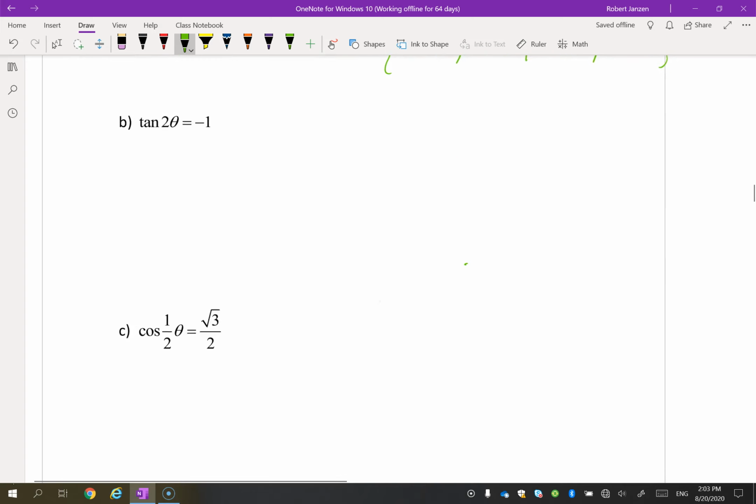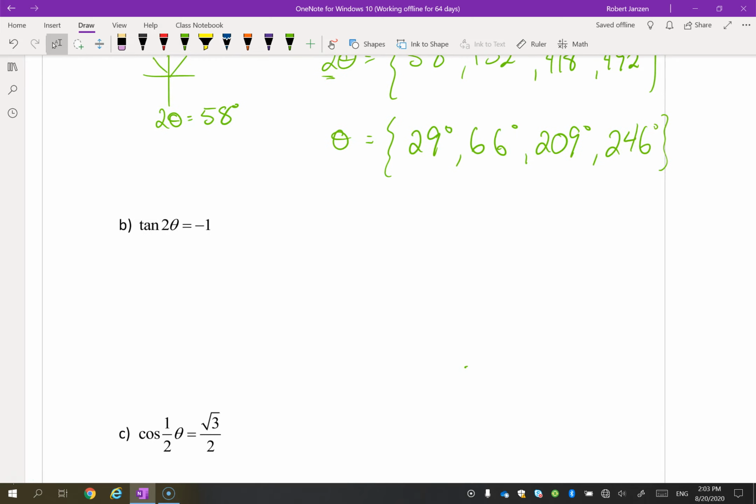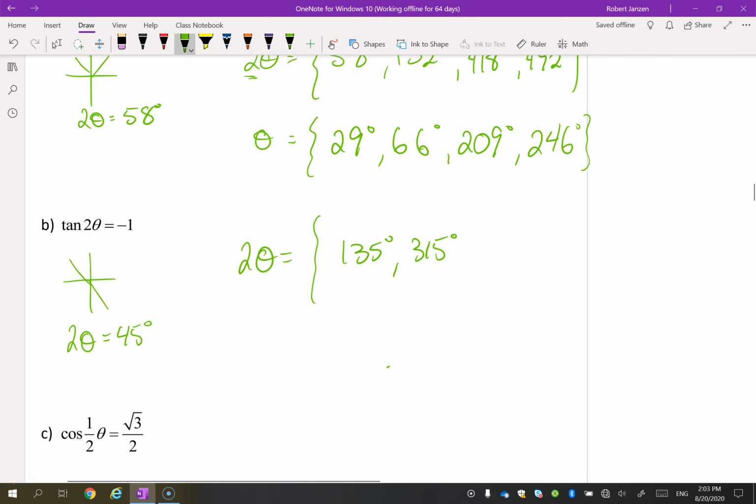All right. Where's tan negative 1? Well, it's negative here and here. The reference angle is going to be 45 degrees. So 2 theta would be 135, 315. It's a double angle. We should add 360. So you get 495, and you'd get 675. Divide by 2.